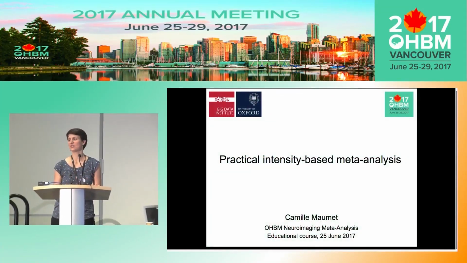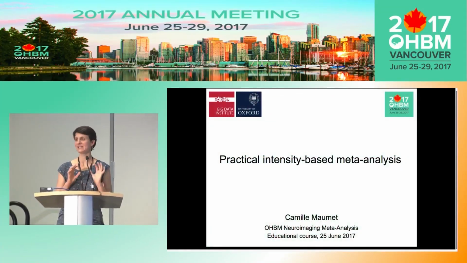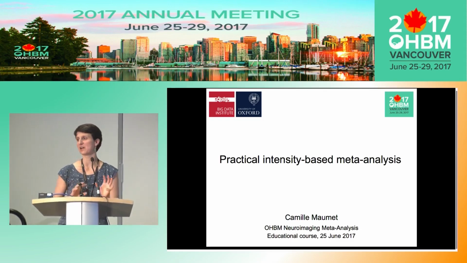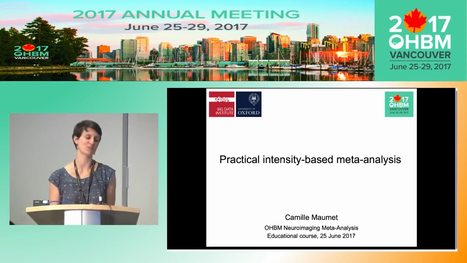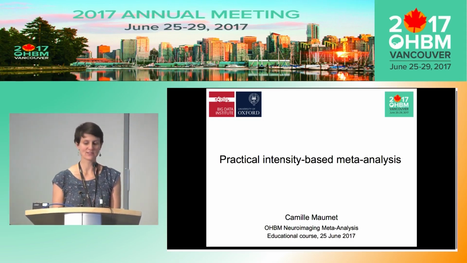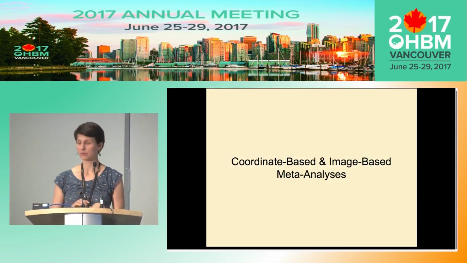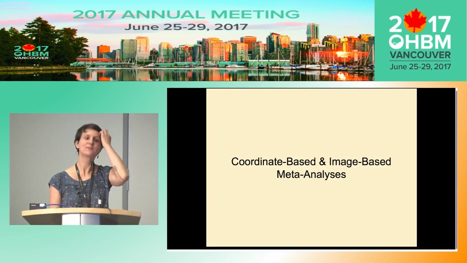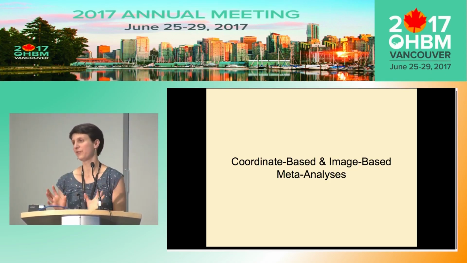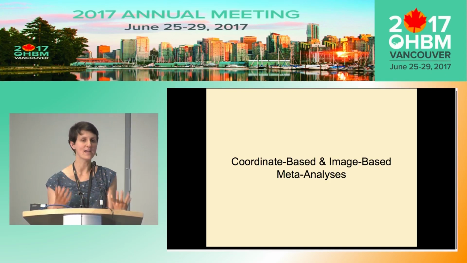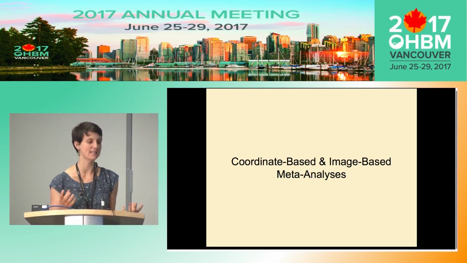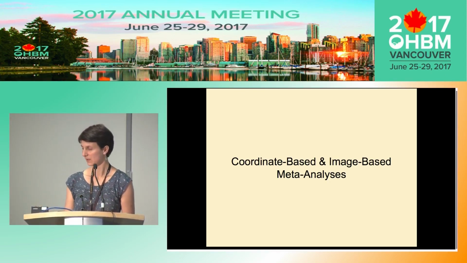So in this session, we are going to look at intensity-based meta-analysis, which I will use as a synonym of image-based meta-analysis. First, I would like to start by going through the difference between a coordinate-based meta-analysis, which is the approach we've been mainly talking about until now, and an image-based meta-analysis.